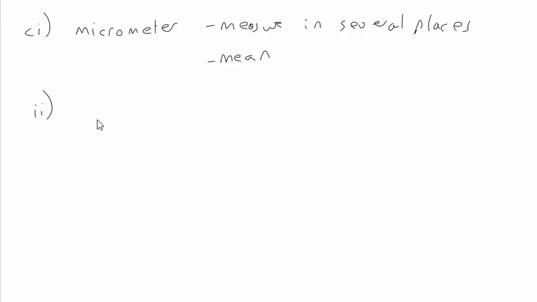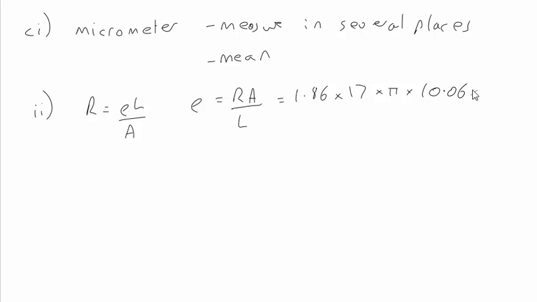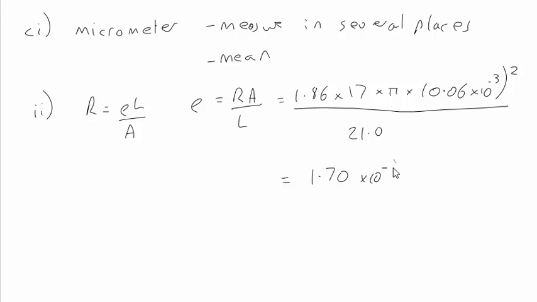In part 2, we're to determine the resistivity ρ of copper. Resistance is resistivity times length over cross-sectional area, and so resistivity is resistance times area over length. We have a resistance of 1.86 ohms. The area is 17 strands, each with an area of πr², which is π times 0.06 millimeters, which is 0.06 times 10^-3 meters, squared, over the length of 21 meters. This gives a resistivity of 1.70 times 10^-8 ohm meters.